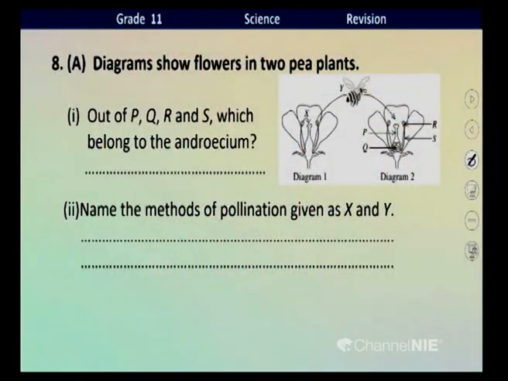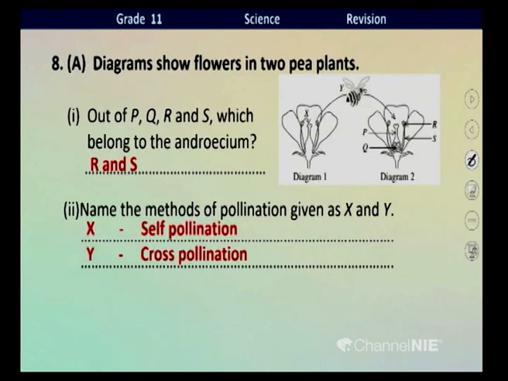Diagrams show flowers in 2 pea plants. Out of P, Q, R and S, which belong to the Androecium. Here Androecium is R and S. You can see easily this R is the anther and S is the filament. You know anther and filament belong to the Androecium. Name the methods of pollination given as X and Y. Children, X is self-pollination and Y is cross-pollination.